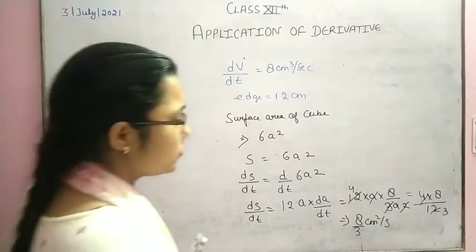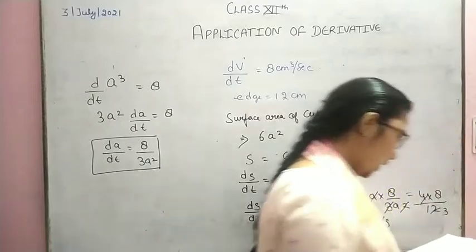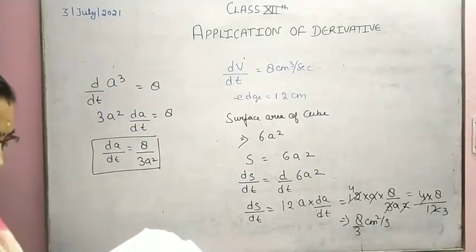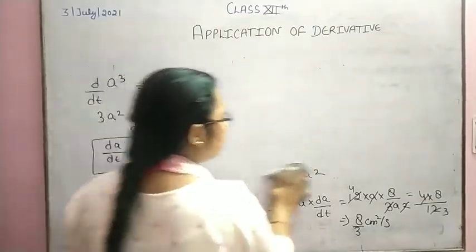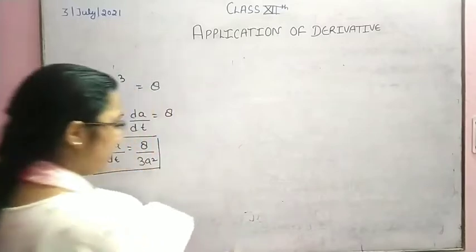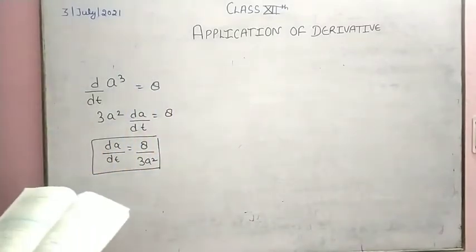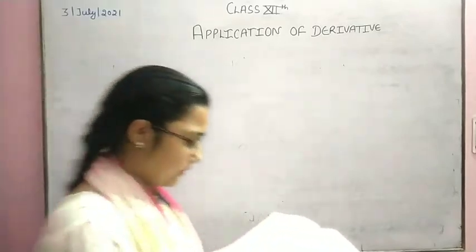Now come to the next question, question number 3. The radius of the circle is increasing uniformly at the rate of 3 centimeter per second. In this question, it is given the rate of change of radius. Now find the rate at which the area of the circle is increasing if the radius is given to you as 10 centimeter.